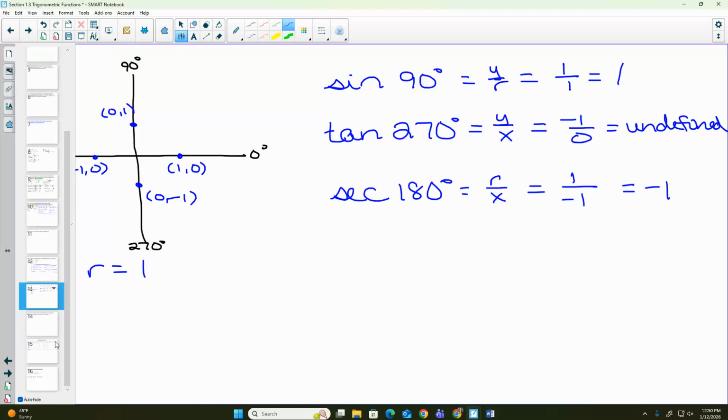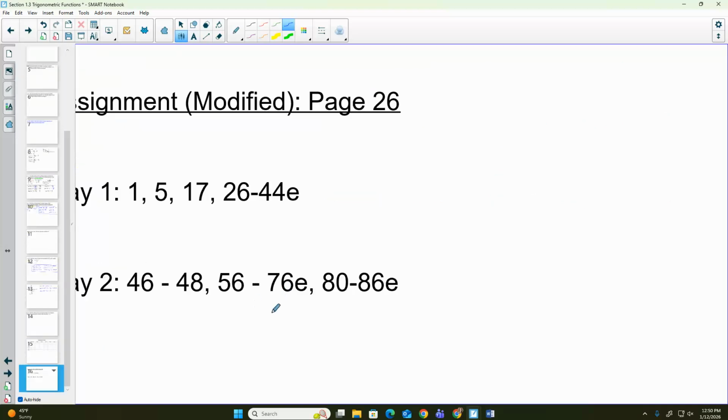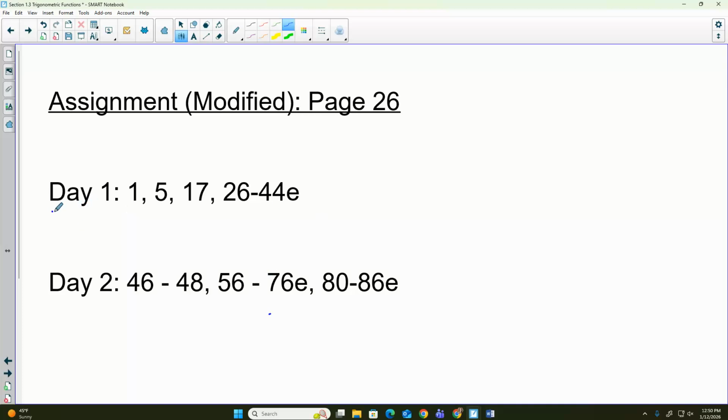Your assignment, you guys have a lot of time to work on this right now. So this is what we did Friday, so we're going to add those to it.